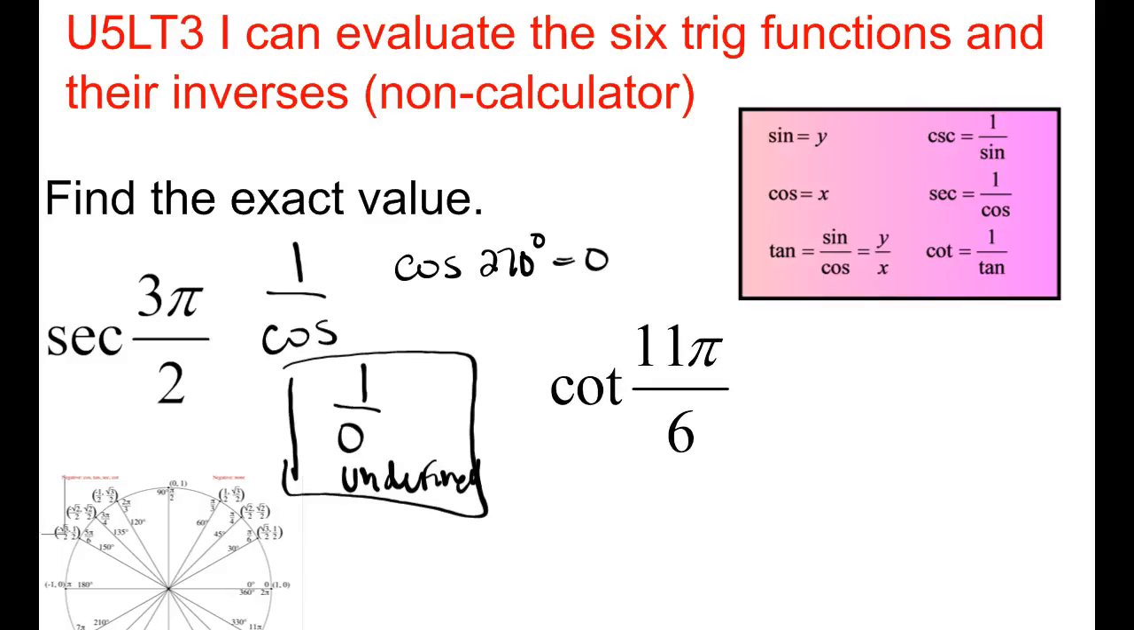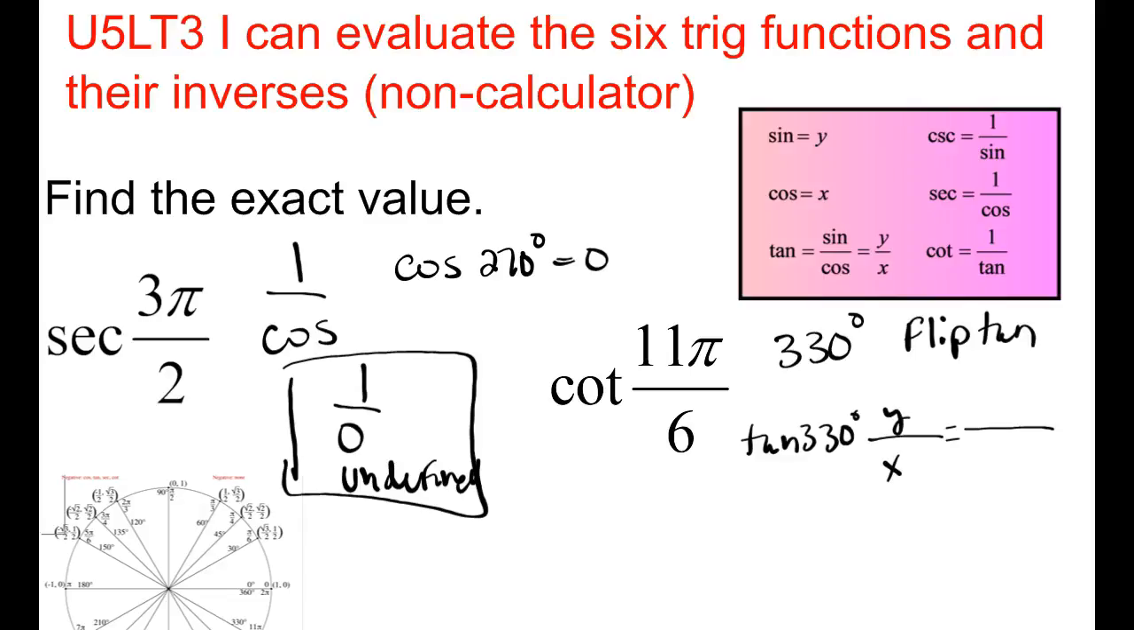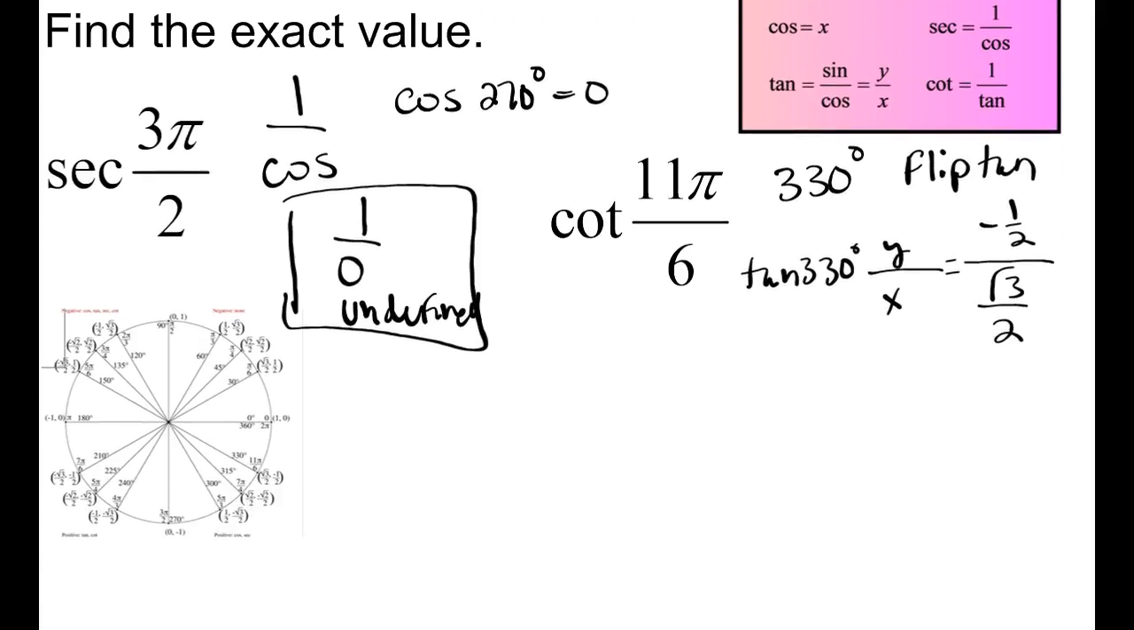Okay? Same thing for cotangent of 11 pi over 6. I'm going to look at 330 degrees. And if you remember from Friday, the cotangent is 1 over the tangent. So this says flip the tangent. Well, I'm going to figure out what the tangent is. The tangent of 330 degrees is my y value over my x value. Look at your unit circle. If I go over to 330 degrees, my y value is negative 1/2. My x value is the square root of 3 over 2. Well, what do I have to do? I have to flip that fraction.